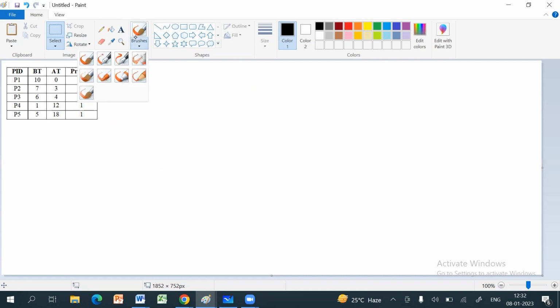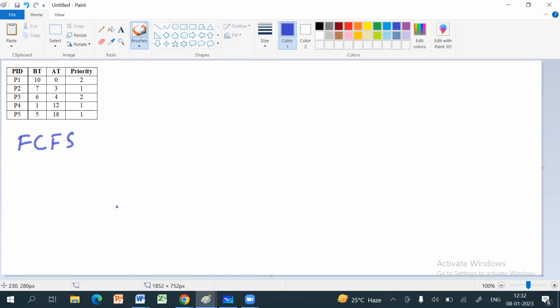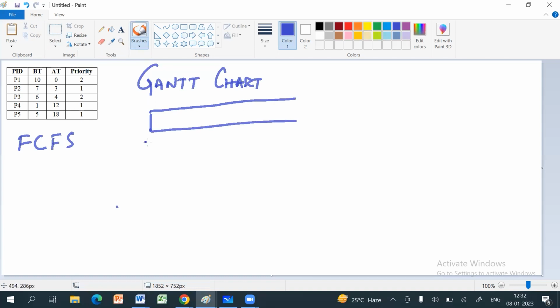So let's first start with FCFS. We will be discussing FCFS here. Now let's take the help of a Gantt chart here. A Gantt chart usually starts at time 0. At time 0, as you are able to see here, P1 is the only process which is currently available for us to schedule.